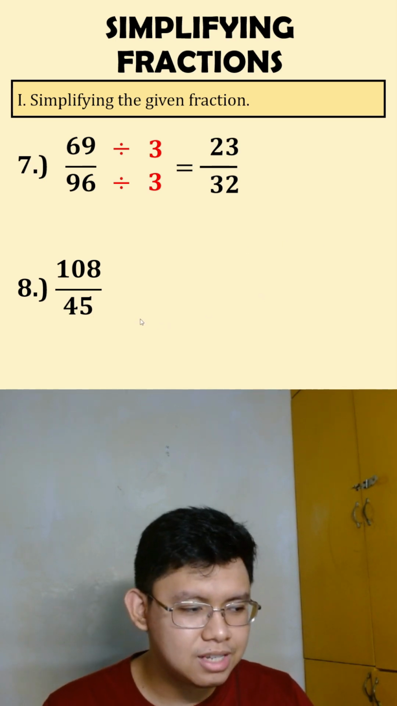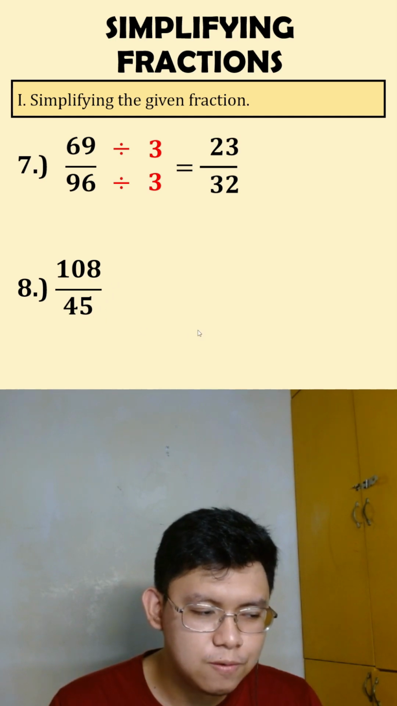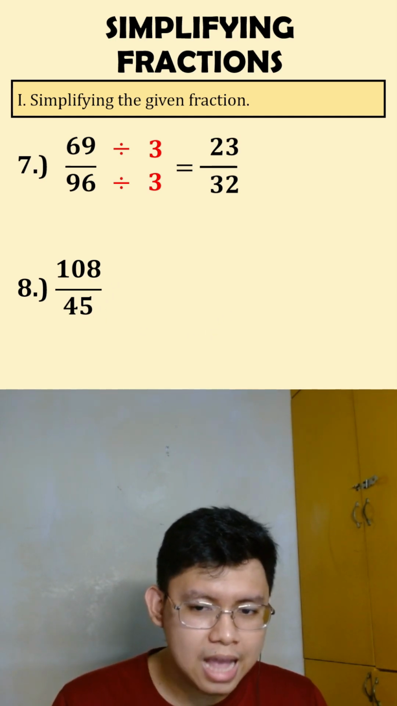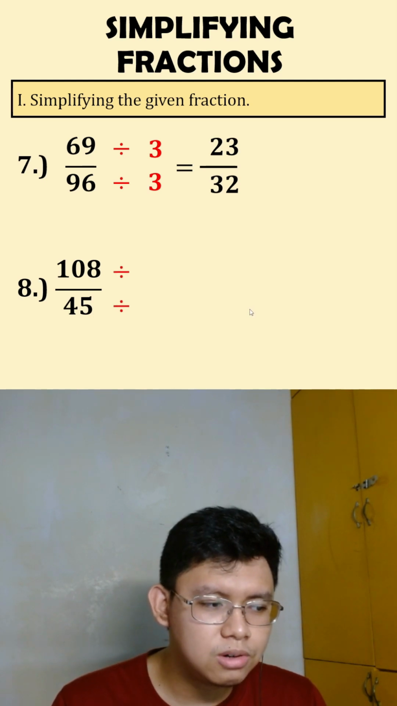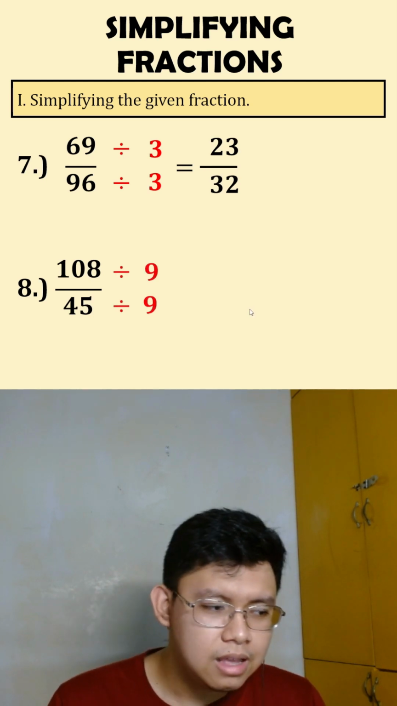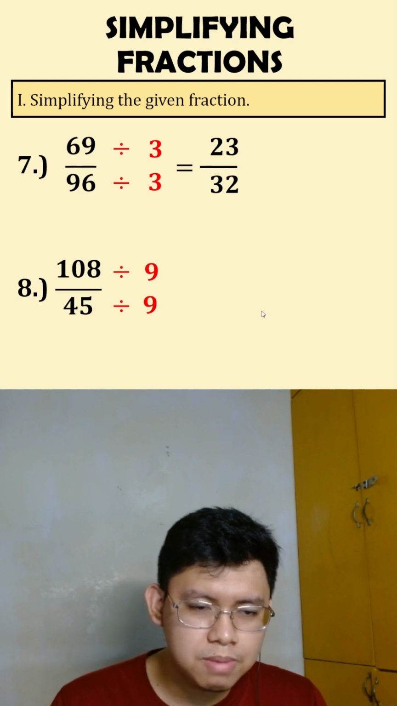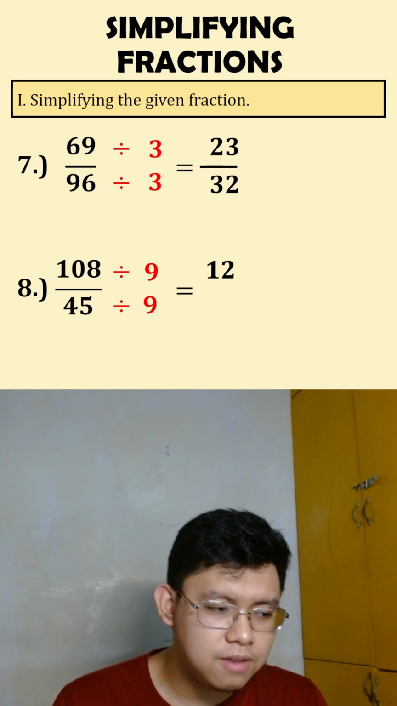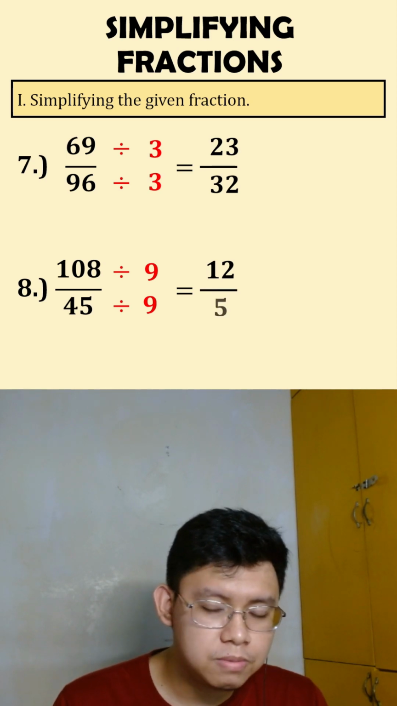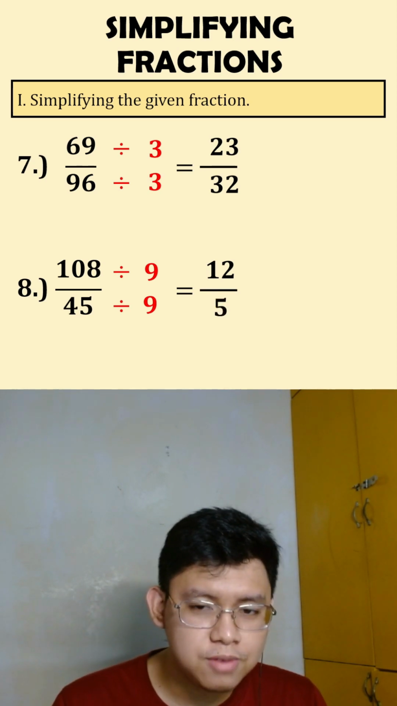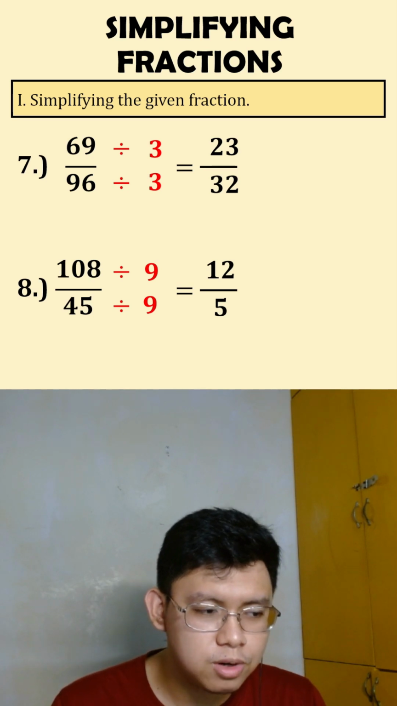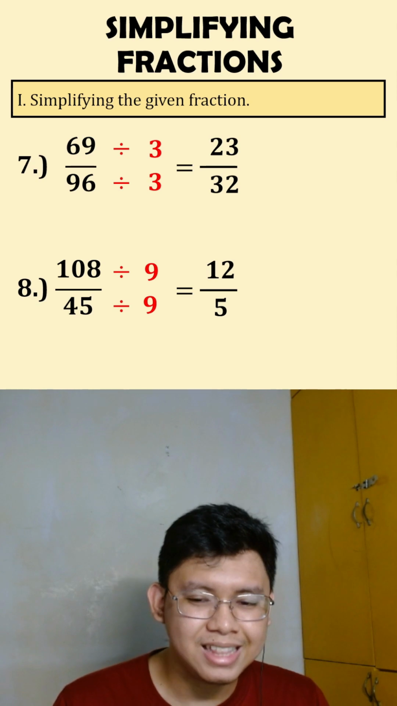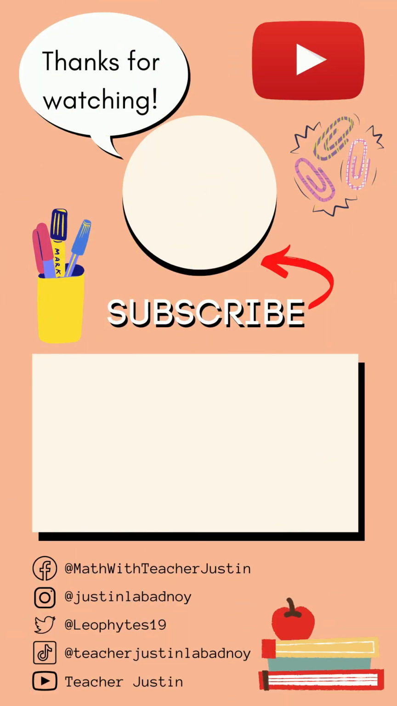Ayan. Punta naman tayo sa second fraction natin, 108 over 45. So, yung greatest common factor nila will be equal to 9. So, let's divide both numerator and denominator by 9. So 108 divided by 9 will be equal to 12. Then 45 divided by 9 will be equal to 5. So our simplified fraction for 108 over 45 will be equal to 12 over 5. And that's it. Ta-da! Alright.